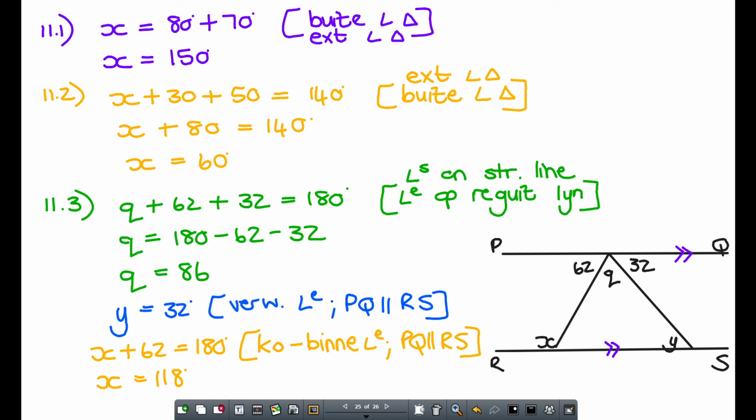All right, so if I simplify, then Q would be 86. Now, I write in that 86. To get Y, have a look, I see a Z. So Y will be the same as 32. And whenever we use a Z, we talk about alternate angles, because PQ is parallel to RS.